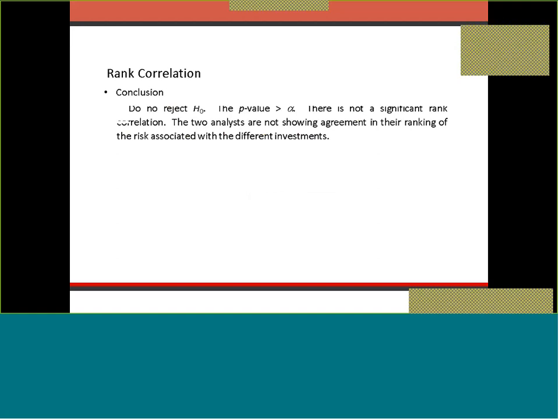So the p-value is greater than alpha. So what happened? The p-value is greater than alpha, which means we cannot reject H naught. Yes, correct. That's the answer.